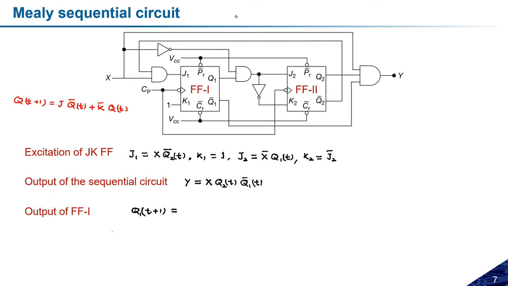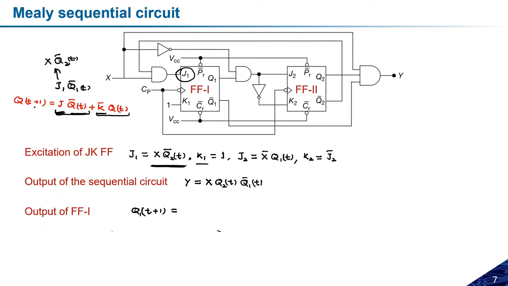Sir, J1 Q1 bar(t) plus K1 bar. J1 Q1 bar(t). See, J1 is fine, but in place of J1, what do I need to use? I need to use this one, which is X Q2 bar(t). So in place of J, I need to use this. Q1 bar(t) will be the same as it is. And K1 is 1, so K bar is 0 and this component will become 0. So I need to write only J1 into Q1 bar, and J1 is nothing but X into Q2 bar.